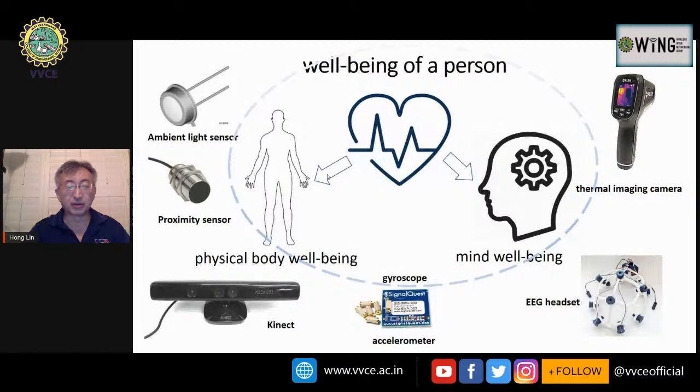What's the background for this kind of research? Firstly, we're talking about the well-being of a person, because this is a healthcare issue. The well-being of a person has two aspects. One aspect is the physical body well-being, the other one is the mind well-being. The physical body well-being is determined by the physical body, and whether there are any ailments in the body or not. On the other hand, the mental well-being depends on the psychological, emotional, or mental activities of the person. But these two parts are actually correlated to each other. The mind activity can affect the physical body and vice versa.